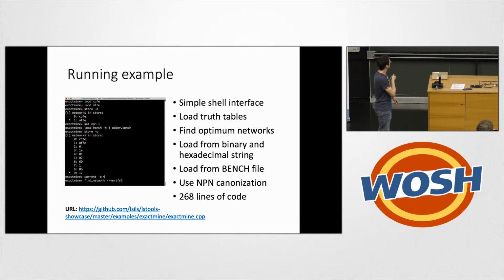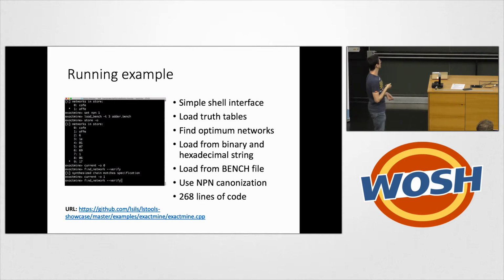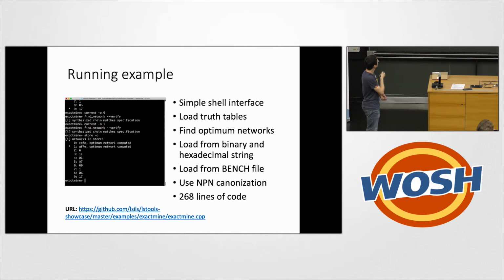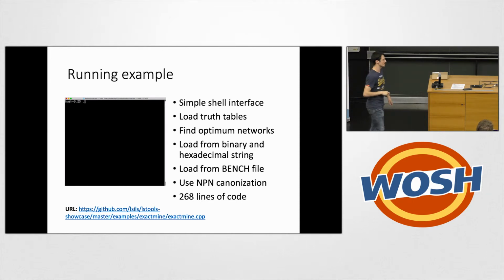You can search for an optimal network. It computes an optimal network, which is here called Boolean chain, because this is a notation which comes from Donald Knuth, actually, from The Art of Computer Programming. Now, it computes these optimal chains, and then you can print it, and this is kind of the circuit. If you know how to read it, then you would see that this is a circuit.